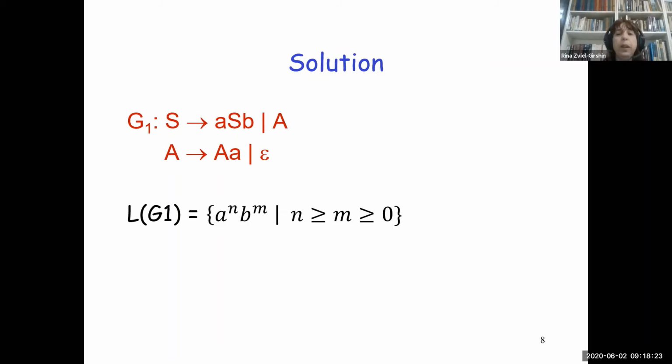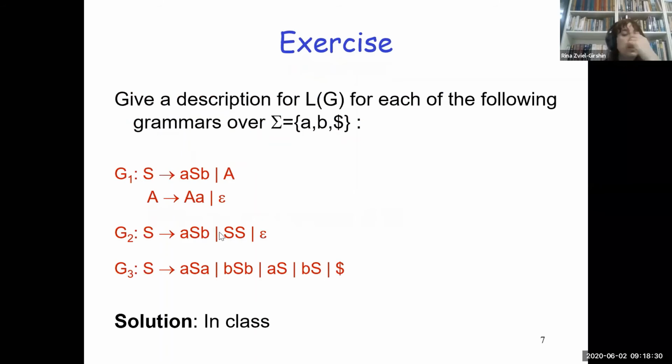Okay, let's move to the second grammar. Okay, I will move here. So we have G2: S derives A S B, then S S, and epsilon.